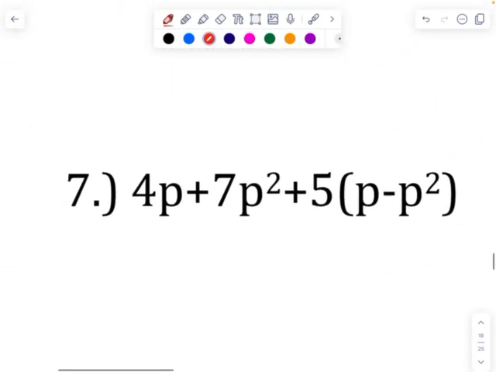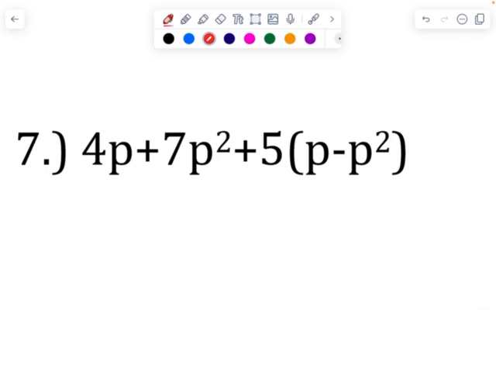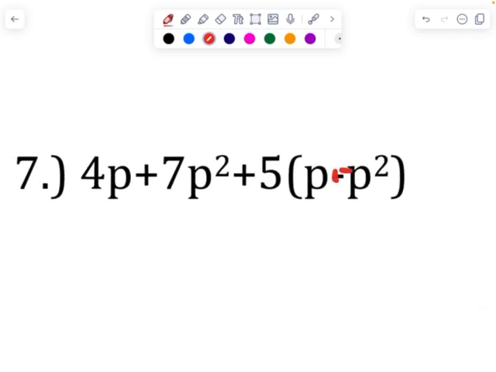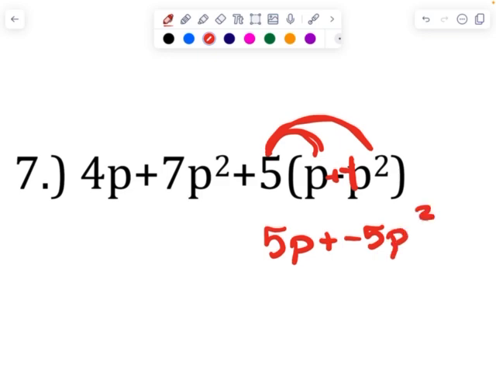Last but not least, number 7. I'm going to do a 2 pencil mark trick here inside the set of parentheses, and I'm going to look, can I combine anything? Well, I can't take anything out of the parentheses, so I'm going to look inside. I cannot combine them, which means I need to do the distributive property first. So 5 times p is 5p, and this is a negative 1p squared. So 5 times negative 1p squared, I multiply 5 and negative 1, and I get negative 5p squared.